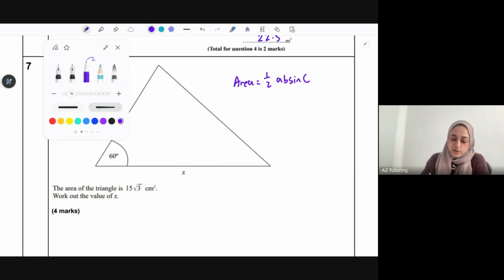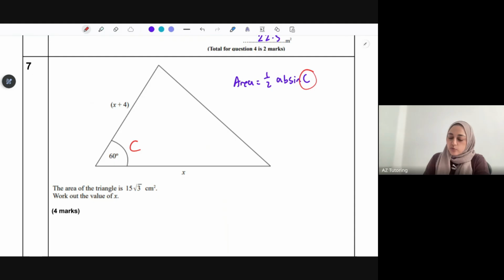Let's label the triangle. Now we know this is angle C because we've only got one angle in this equation. And then the other 2 corresponding sides are length A and length B. It doesn't matter which one you call A and B, you'll get the same answer. So that's A and that's B. Now let's plug everything straight into the formula.